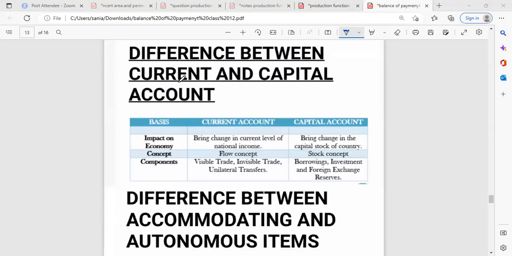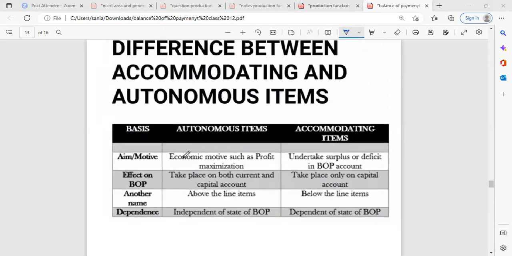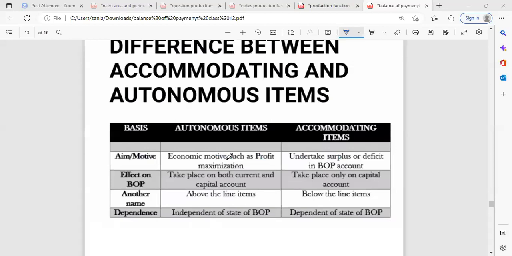Okay. Now, next one is differentiate between accommodating and autonomous items. Autonomous items: their motive is profit maximization. Accommodating items undertake surplus or deficit, so because of accommodating items either you will face surplus BOP or you will face deficit BOP. Now, what is the effect on BOP? Autonomous items are included in both the current and the capital account, but accommodating items are only included in the capital account.